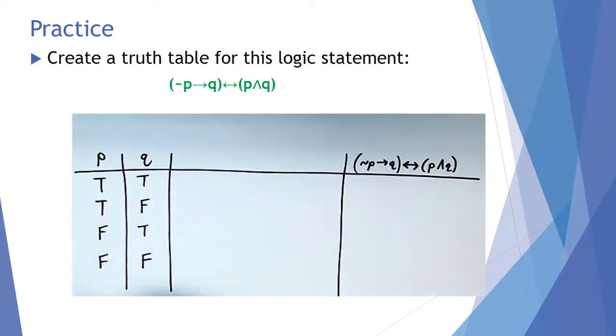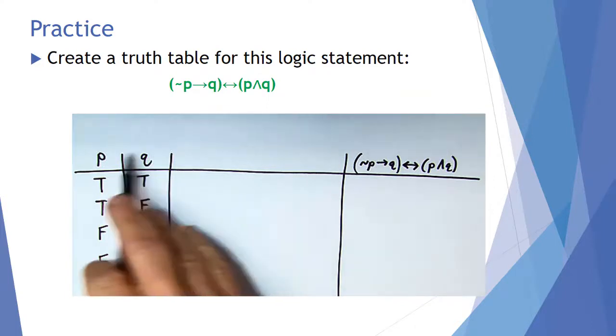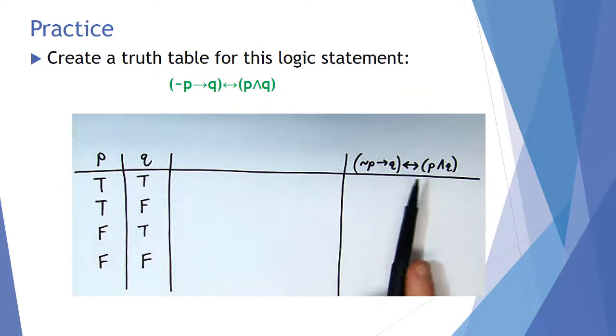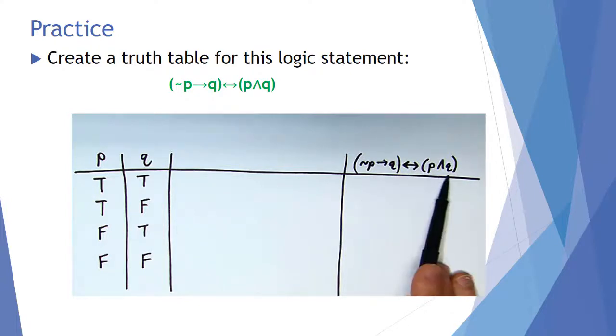Okay, this time we want to check the biconditional. Not P implies Q with P and Q. So we're going to start our table the same way. P and Q, normal conditions. The compound statement that we want to check we put on the far right.